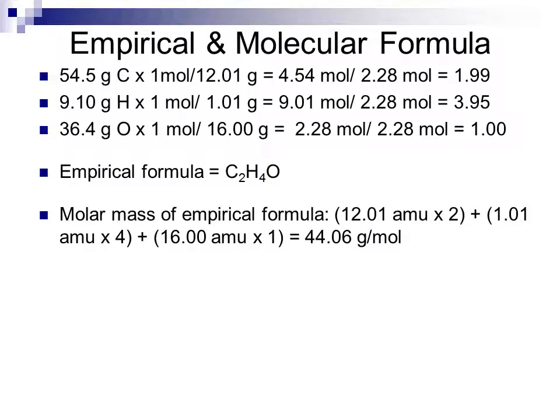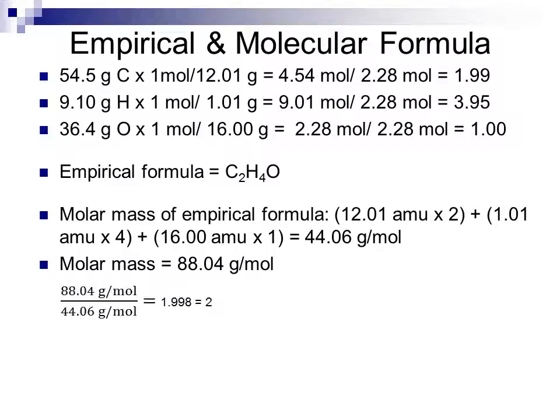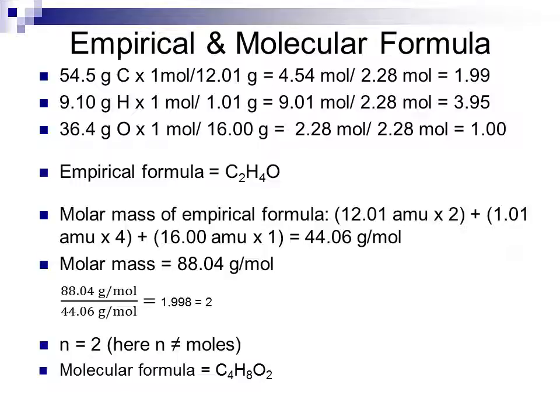The molar mass of the empirical formula then, 12.01 AMU times 2 plus 1.01 AMU times 4 plus 16 AMU times 1, is 44.06 grams per mole. We know the molar mass from our previous calculation to be 88.04 grams per mole. So if we divide the molar mass by the mass of the empirical formula, we get 1.998, or approximately 2, as the value of n, where in this case n is the multiplier for the empirical formula, not number of moles. The molecular formula then is 2 times the empirical formula, C4H8O2.